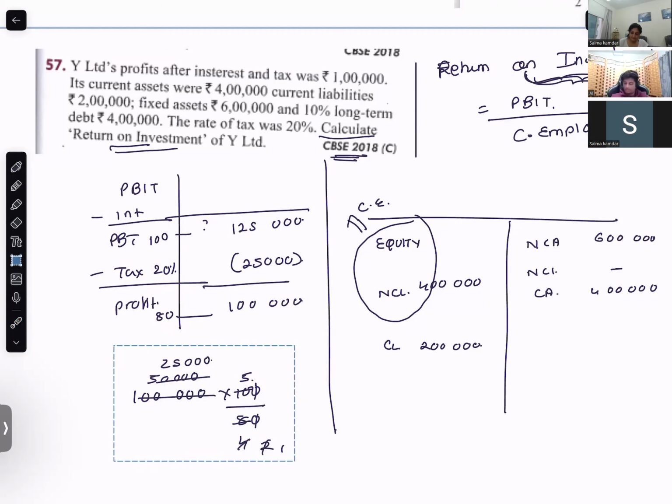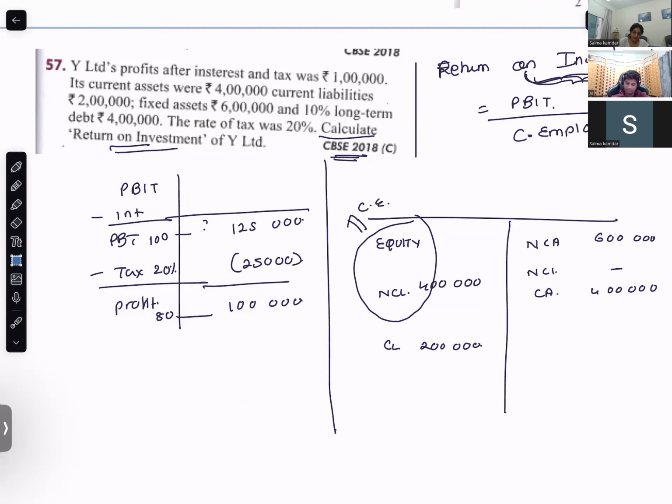Yes, ma'am. I made a mistake. Now we talk about interest. It is 10% of 4 lakh. So this will be 40,000. So can you give me my profit before interest and tax?